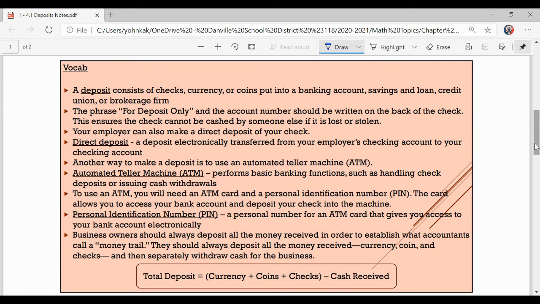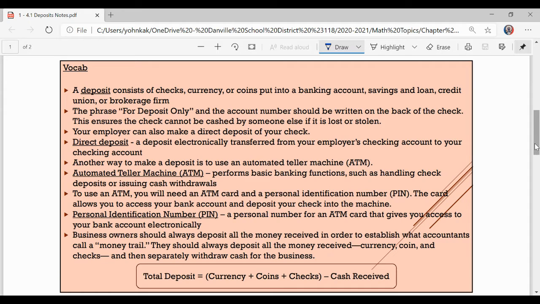So when you take that check to the bank and you want to deposit it, you're going to want to make sure that your name is on the back, that you put "for deposit only." Sometimes you have to put the account number on the back. All that ensures that the check gets to your account. Your employer can also make a direct deposit of your check. So that's when the employer electronically transfers the amount for your paycheck from their checking account to your checking account. Another way to make a deposit is to use an automated teller machine or an ATM.